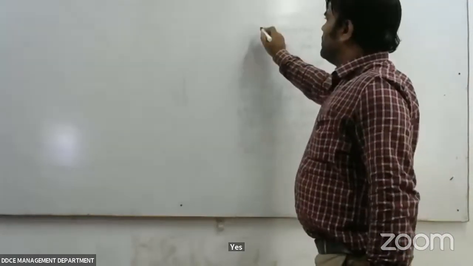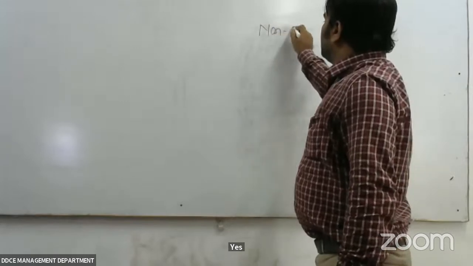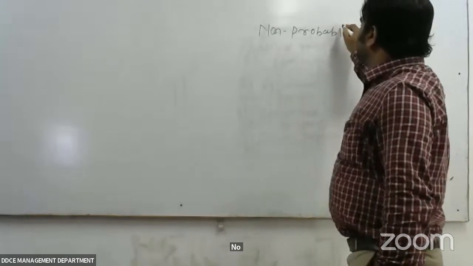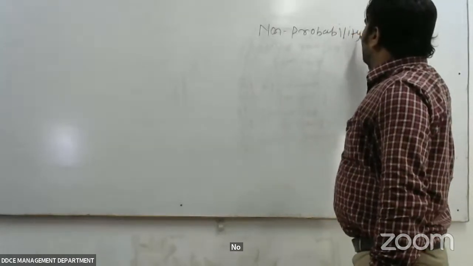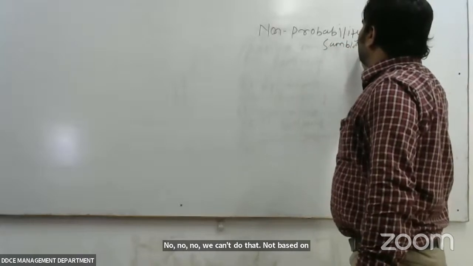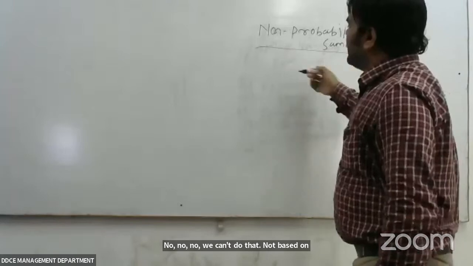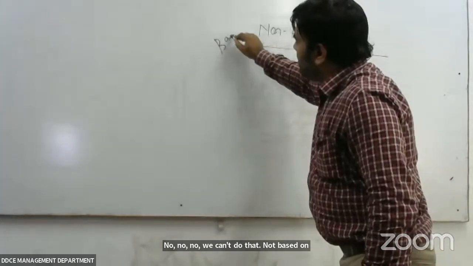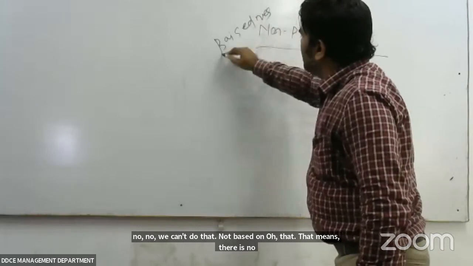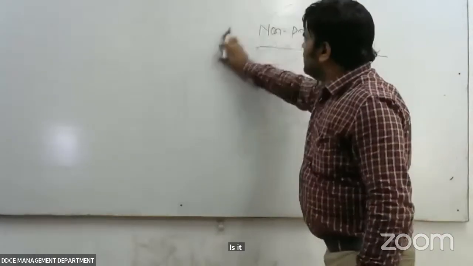What happens in non-probability? I have told you that this is not based on probability, which means there is no randomness. If randomness is not there, what do we call it? What have I written here? Biasness. Is it visible? Yes, sir. Biased. What does biased mean?